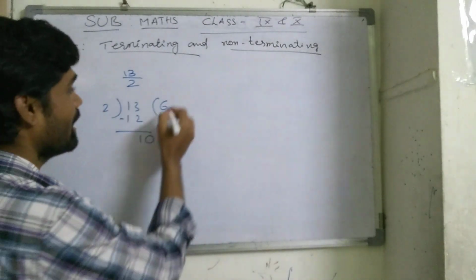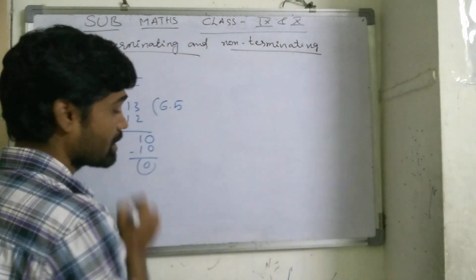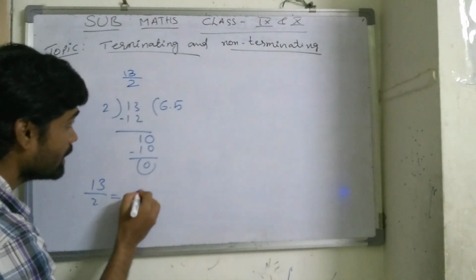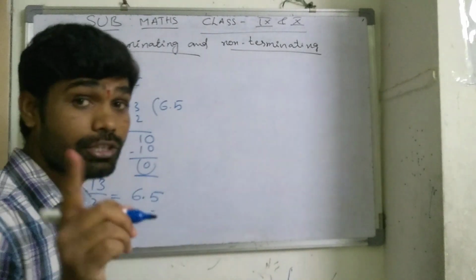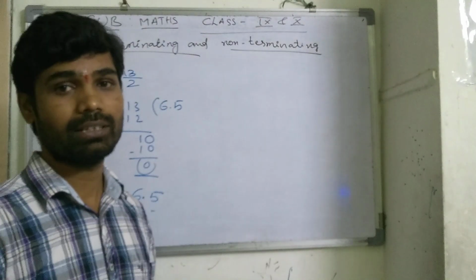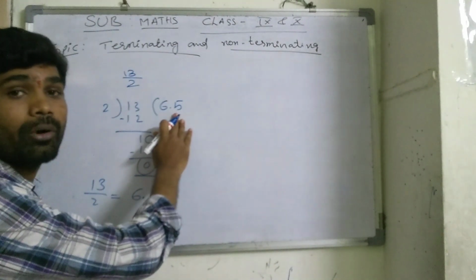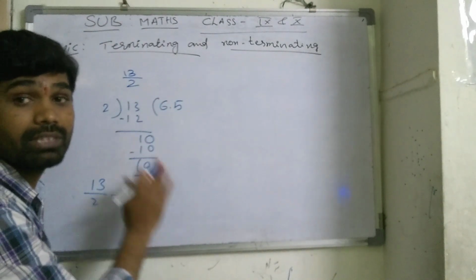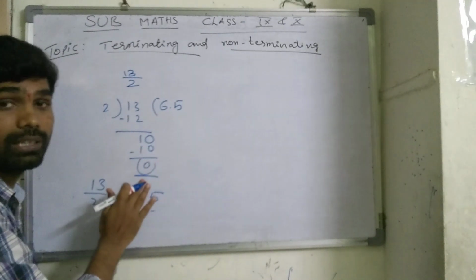Now 2 5s are 10. So 10 minus 10, answer is 0. Here the 13 by 2 answer is 6.5, means we got the remainder 0. So the division is ending. There is no more continuing. So it is stopped at 6.5. The 13 by 2 answer is 6.5. Division is ended, means the remainder is 0, so we can stop here.